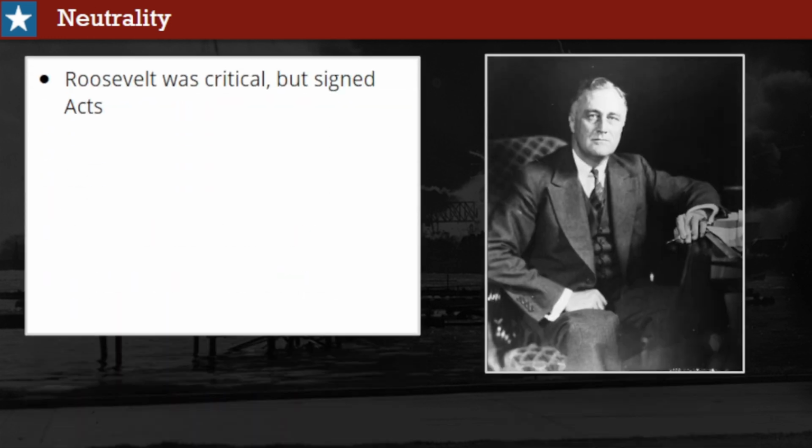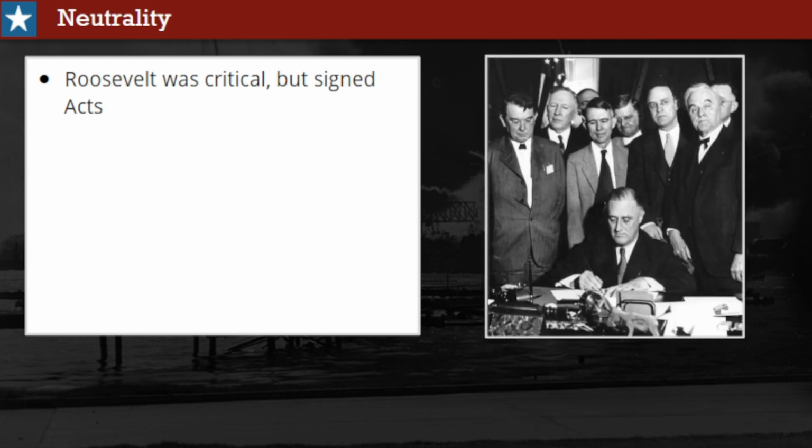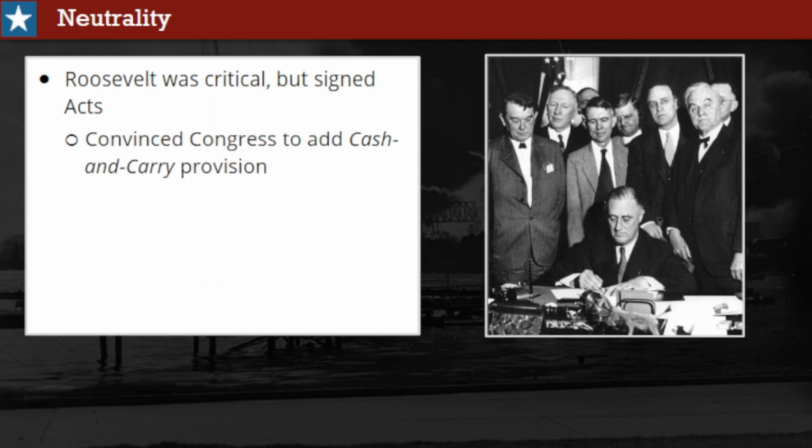President Roosevelt was critical of these acts. He felt they would limit his administration's ability to support friendly nations if a war did come. But he could not ignore the clear will of the American people and his voters, and he signed them into law. But FDR did convince Congress to add a provision to the 1937 Act known as cash and carry.